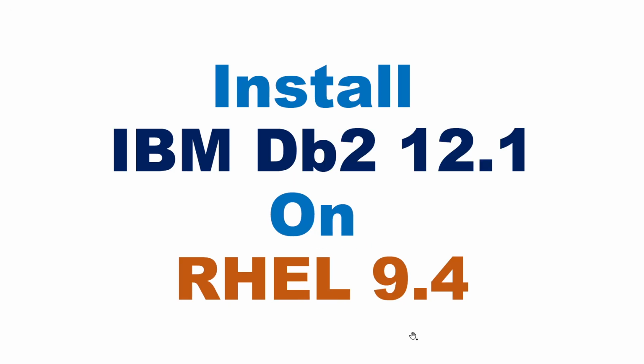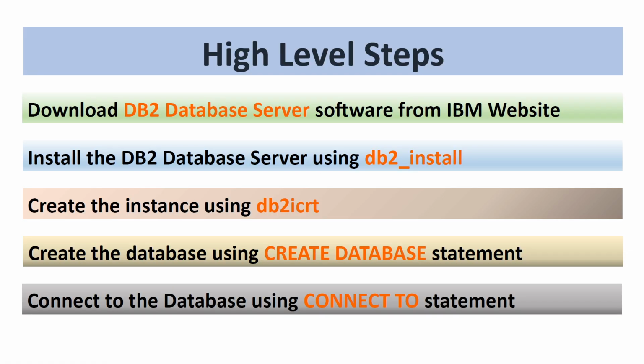Hello all, in this tutorial we will learn how to install IBM DB2 12.1 on Red Hat Linux 9.4. These are the high-level steps. Download the DB2 database server software from the IBM website. Install the DB2 database server using db2_install. Create the instance using db2icreate. Create the database using the create database statement. Connect to the database using the connect to statement.